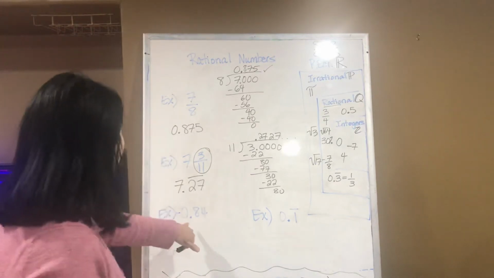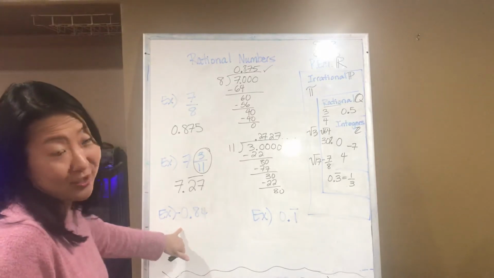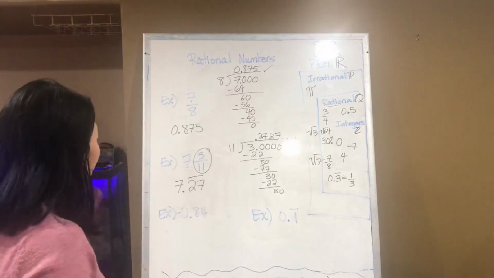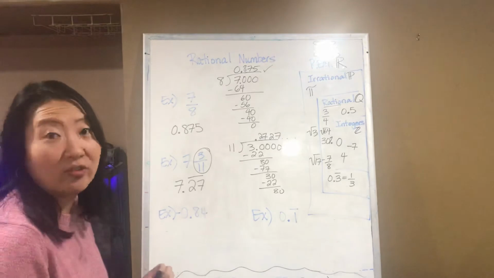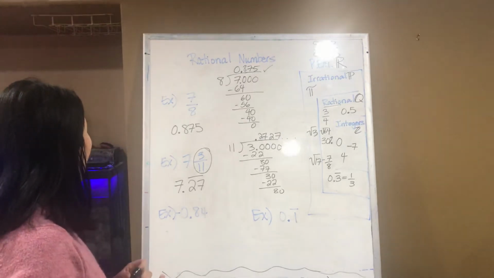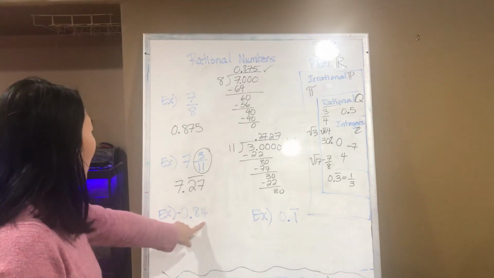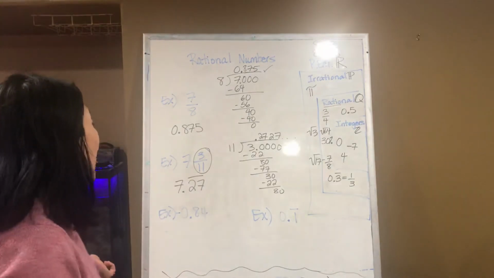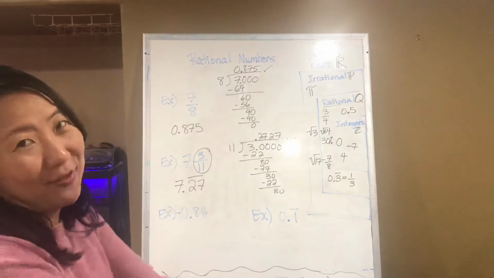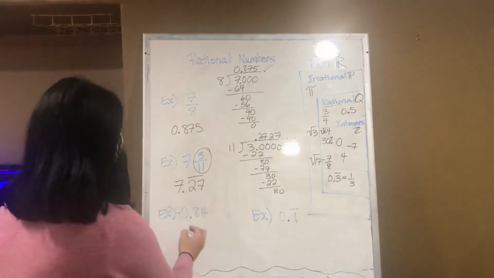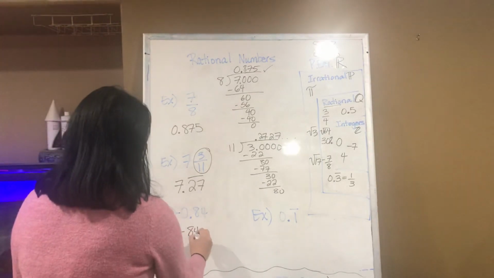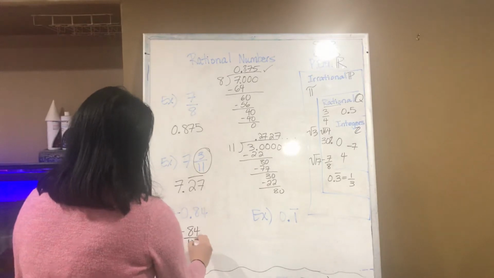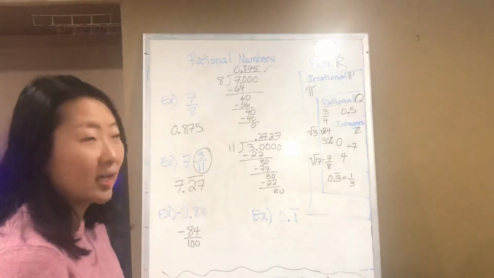My next two examples are converting decimals into fractions, which I personally think is easier because you just have to think about the place value. So negative 0.84, this goes to the hundredths place. So if I was going to say it, I would say negative 84 hundredths, and that's actually giving away how to write it in fraction form. It is negative 84 hundredths.